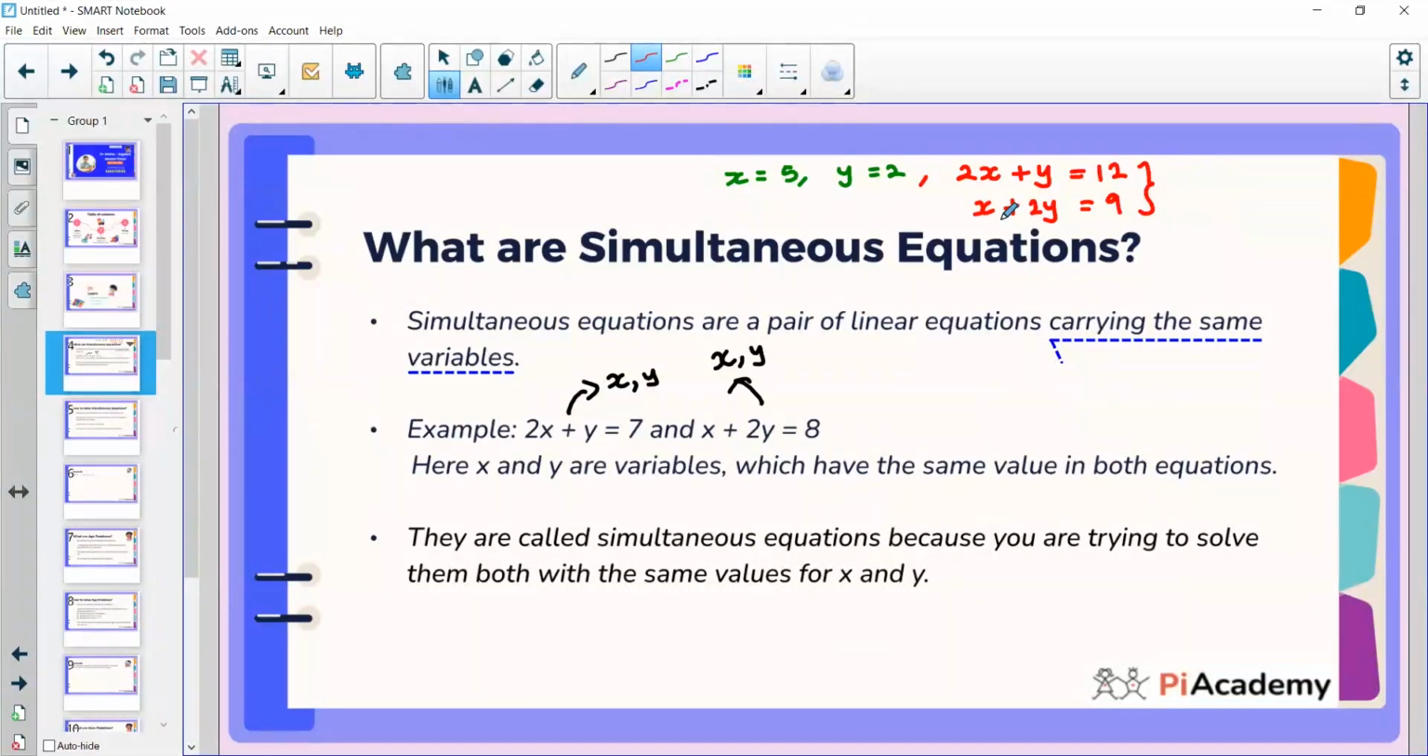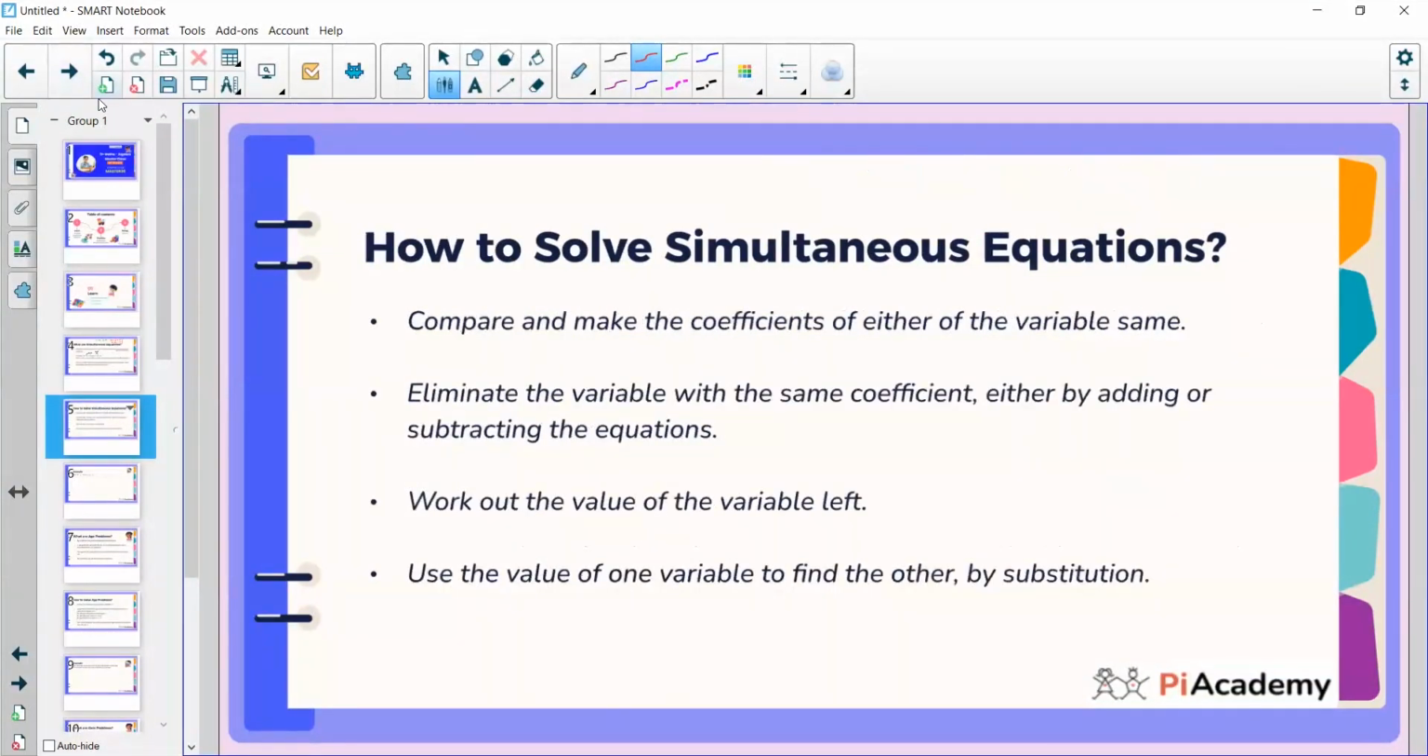And what is our objective? Our objective is to solve the simultaneous equations to work out the value of the variables. Now let's see how we can do so. How to solve simultaneous equations: compare and make the coefficients of either of the variables the same. Now this is the first thing we need to think of. Can anyone tell me quickly, what do we mean by coefficient? Any idea?